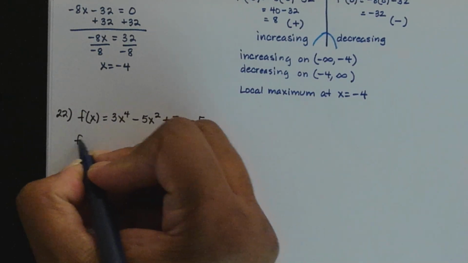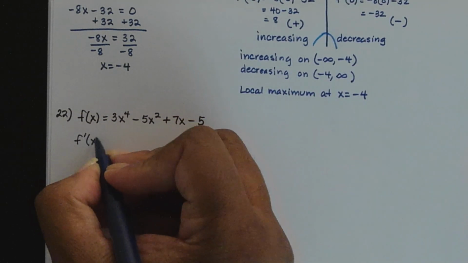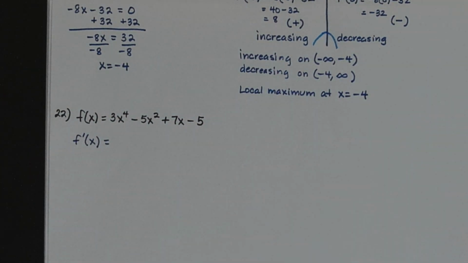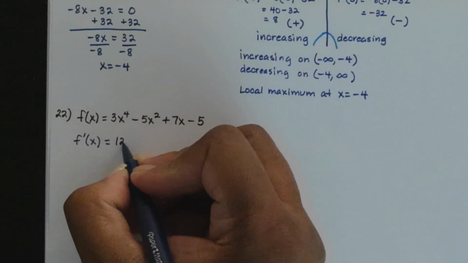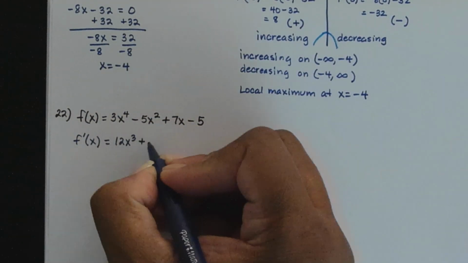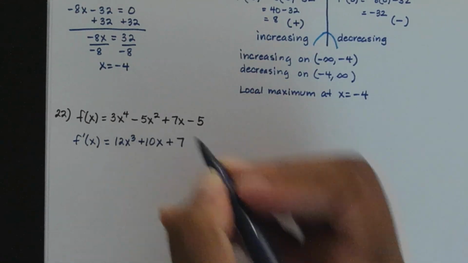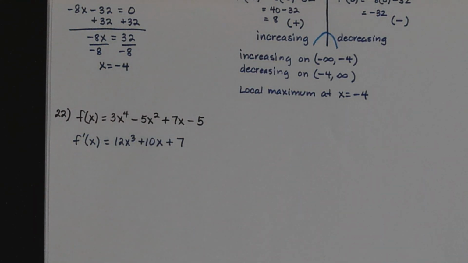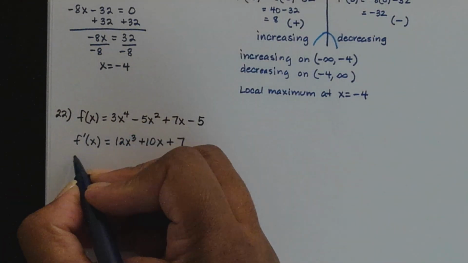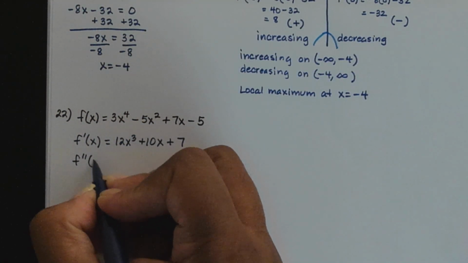So to find the second derivative, you must find the first derivative. Okay? So for that first derivative, f prime of x, that would be what? 12x cubed minus 10x plus 7? Yeah. 12x cubed plus 10x plus 7. That's your first derivative. Now we're going to use that to help us find f double prime of x. That's the second derivative.